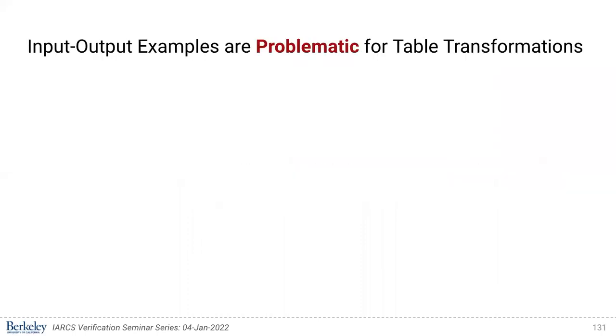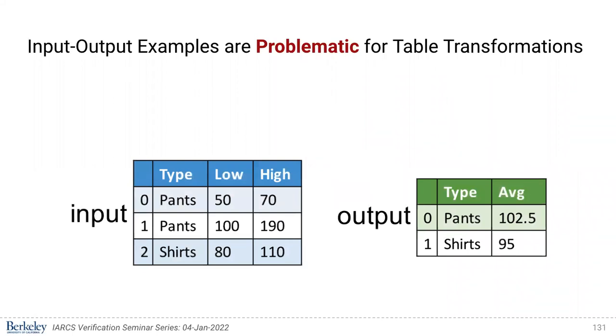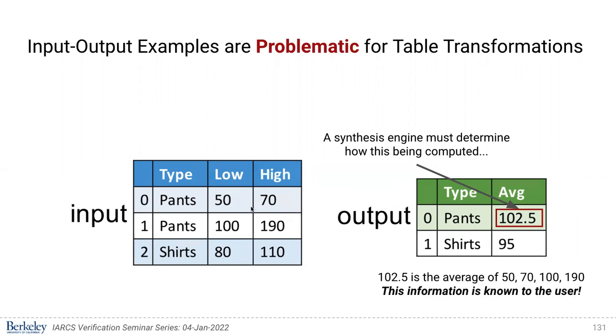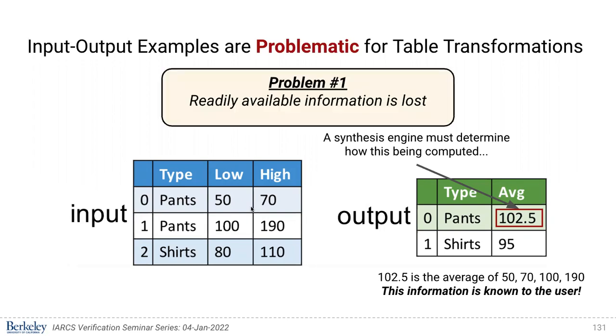Consider the following input-output example. To synthesize a program for this example, the synthesis engine must determine how 102.5 in the output is being computed, either via reasoning or by trial and error. 102.5 here is, in fact, the average of the 4 cells in the low and high columns, 50, 70, 100, and 190, in the pants rows. But this information is already known to the user, otherwise they wouldn't be able to create the example in the first place. So the result is that readily available information is lost. From an engine standpoint, this loss can be critical. It can lead to a loss in performance and an increased chance of overfitting. It may come up with a solution that arrives at the value 102.5 in a different fashion than the one intended by the user.